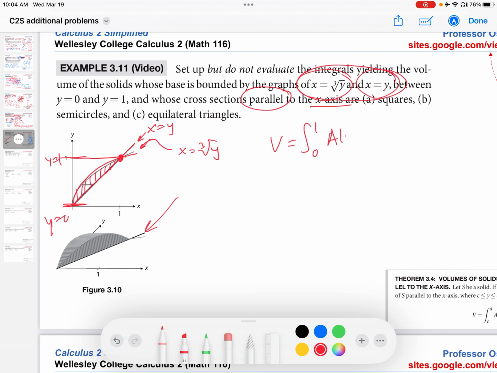And we have to find the area of a cross-sectional slice. So the base of that slice is this infinitesimal rectangle, and the rest of the slice, the height, is going to depend on whether it's a square, a semicircle, or an equilateral triangle. So we'll get there in a minute.